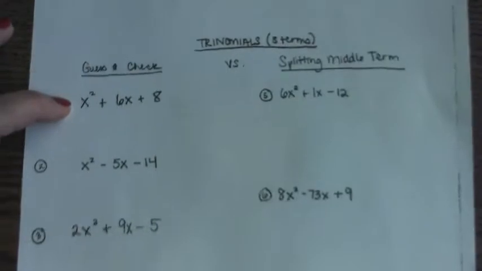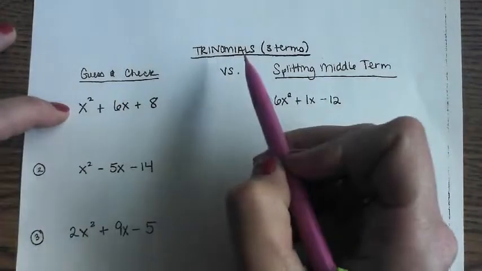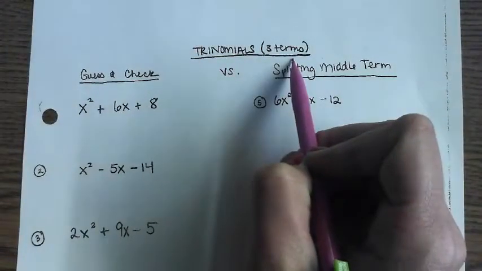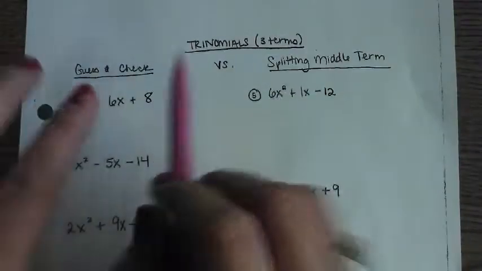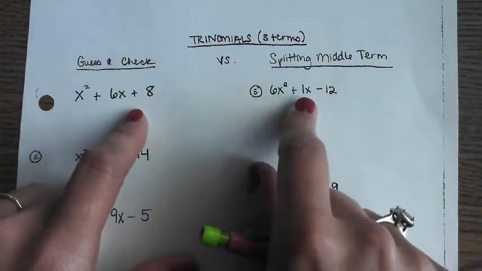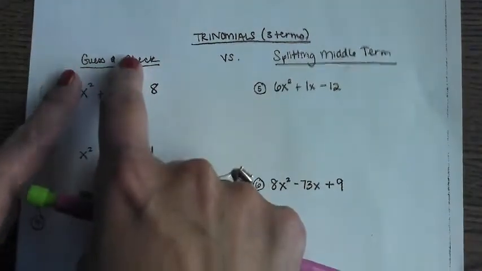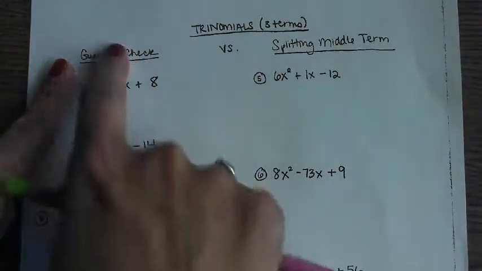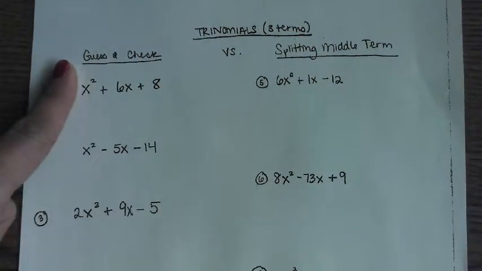Factoring of trinomials. Okay, so we've done four terms, you group. Trinomials are three terms. There are two different methods that exist. You guys probably guessed and checked the majority of the time.